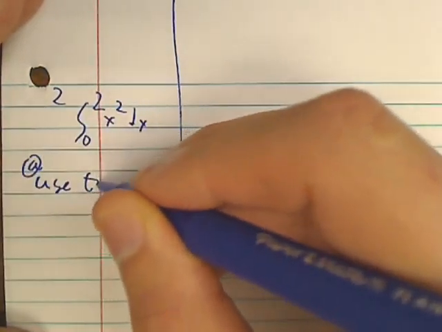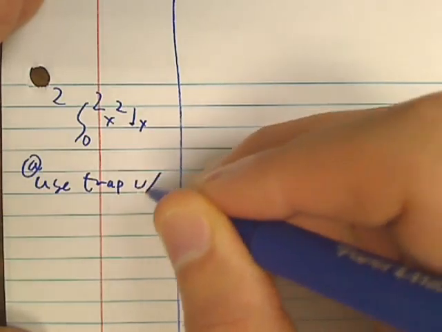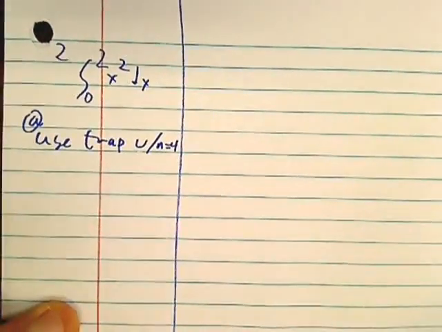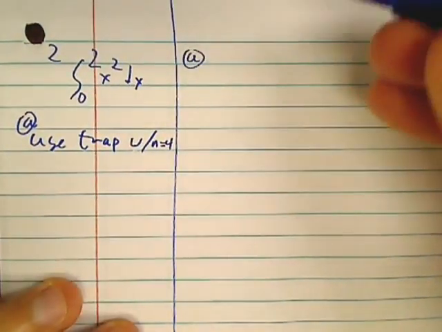Part A, use the trapezoidal rule with n equals 4. Okay, so let's go ahead and do that.